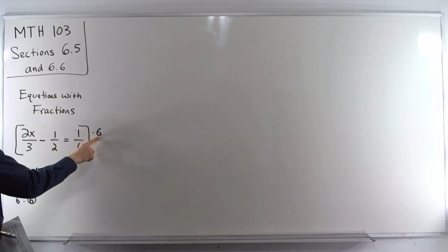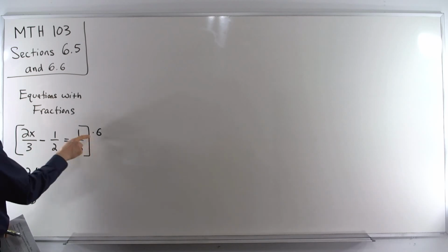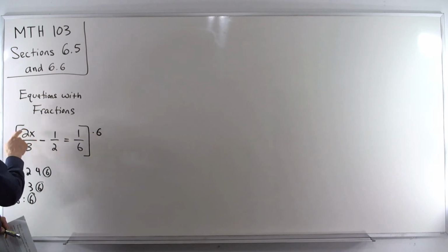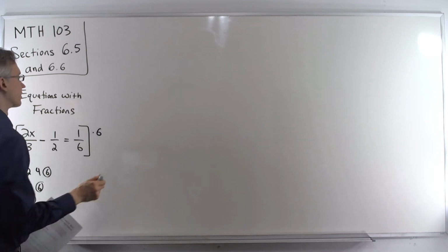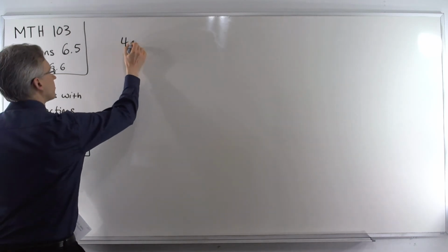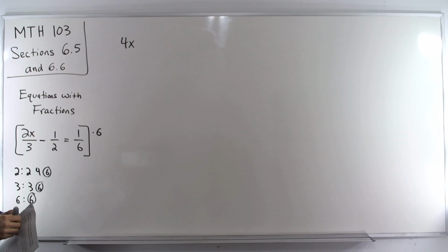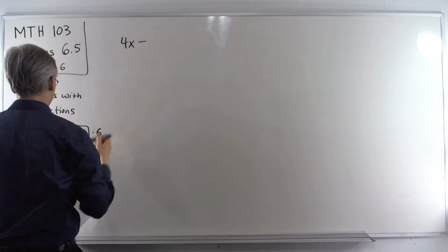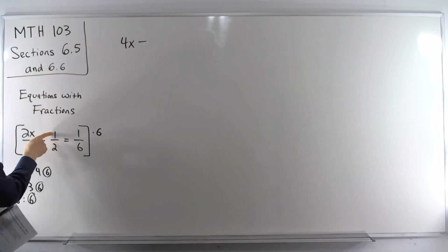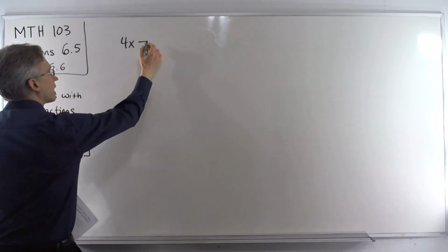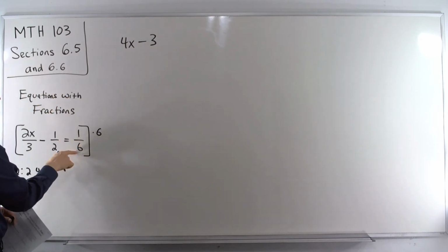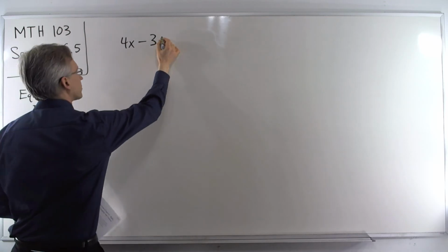Now multiplying a whole number by a fraction, multiply the number by the numerator, and then divide by the denominator. So 6 times 2 is 12, divided by 3 is 4. And if there's a variable, we're going to keep that. So that first term turns into 4x when we multiply it by 6. Now the second term, for subtracting, make sure you keep your signs. All right, 6 times 1 is 6, divided by 2 is 3. So we're subtracting 3 there. And then for the last one, 6 times 1 is 6, divided by 6 is 1. So we get equals 1.